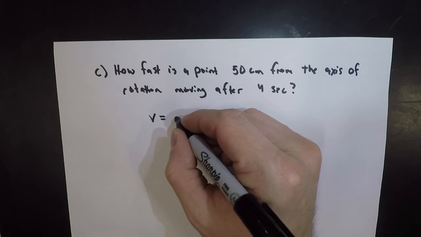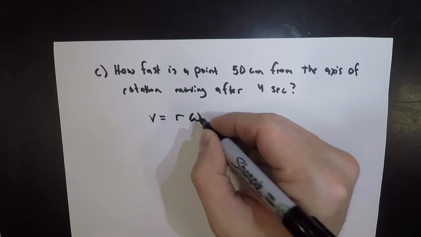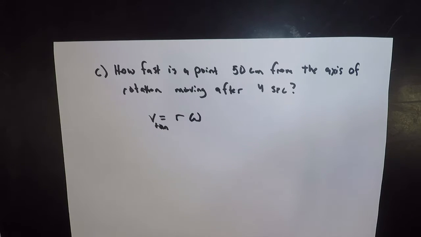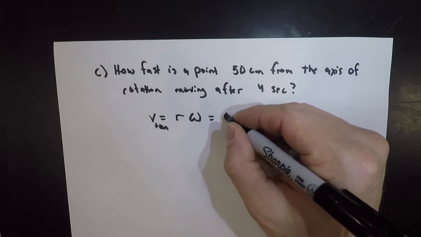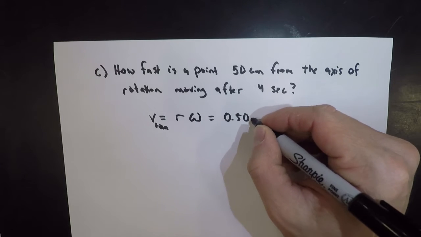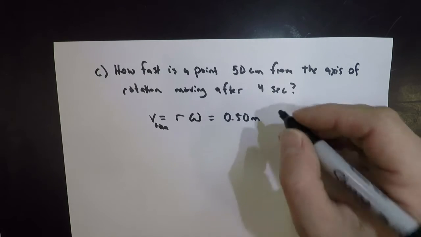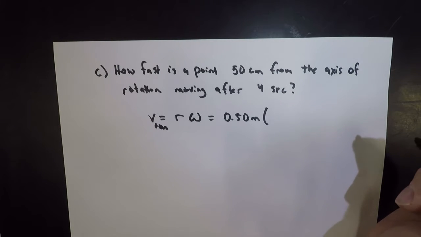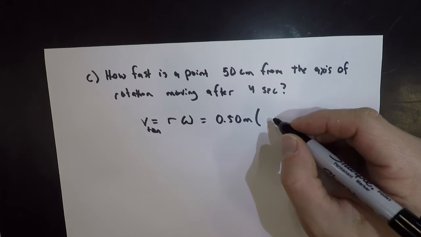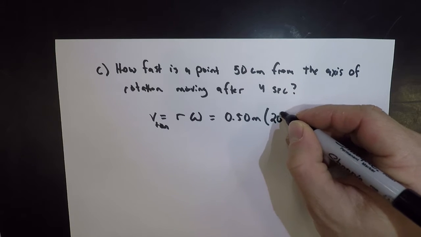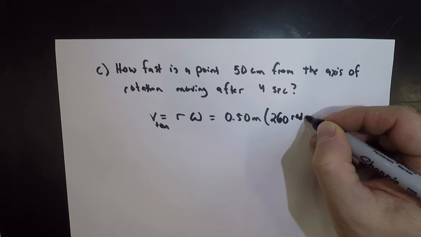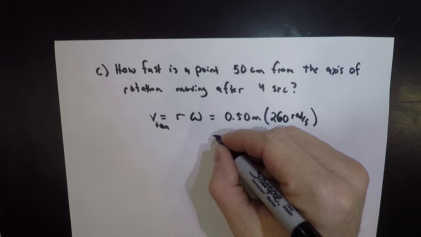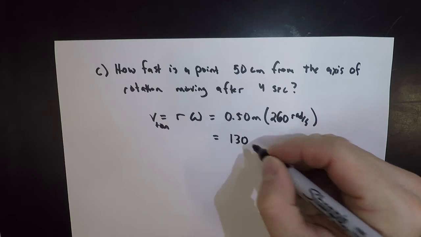So the linear variable is equal to the radius times the angular variable, and from this we can get a tangential speed of this object. So it's 50 centimeters or 0.5 meters away from the axis of rotation. And from the givens in this problem, we know that after 4 seconds this thing is traveling at 260 radians per second. So we multiply a half times 260, and we find that this point's moving 130.